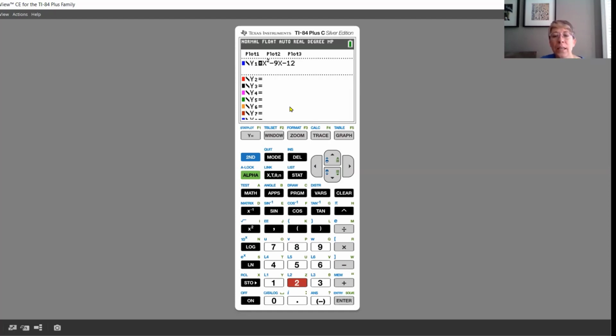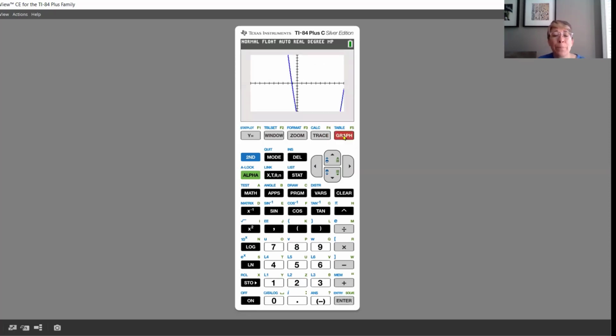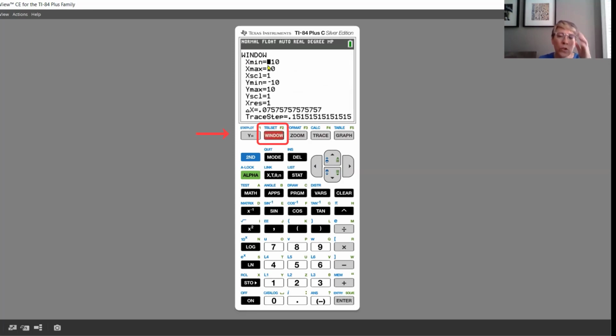Once you have this in, we can come over here to the graph button, hit graph. But because we know we're using a quadratic, and that it should graph a parabola, we know that there should be at least a turning point in here. That means our window is not the right size. The default for the window, if you hit the window button here, notice it goes from a minimum X value of -10 to a max of 10 with a scale of 1. And then a Y min of -10 to a max of 10, but with a scale of 1. It means our hash marks are in ones.